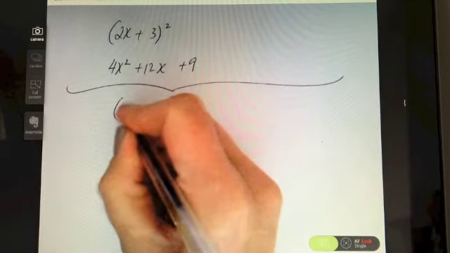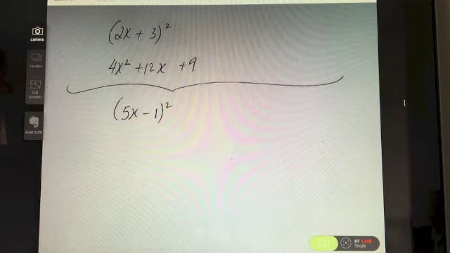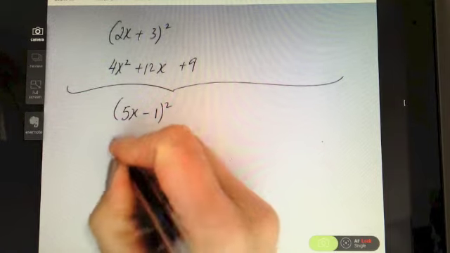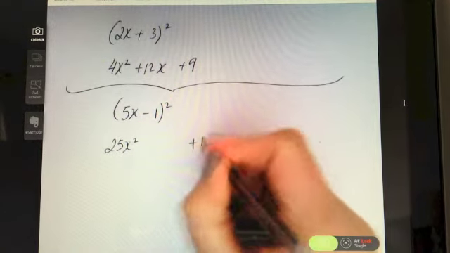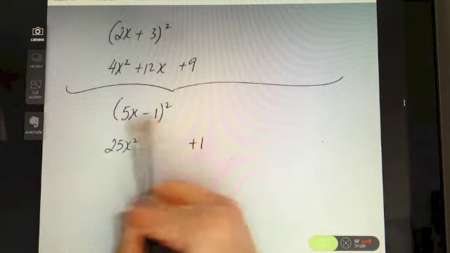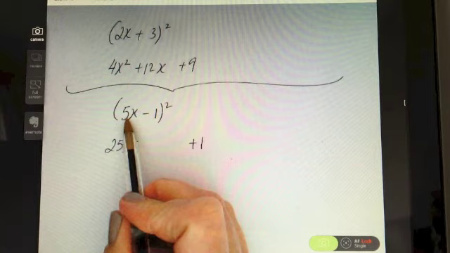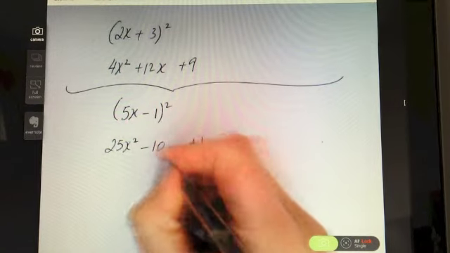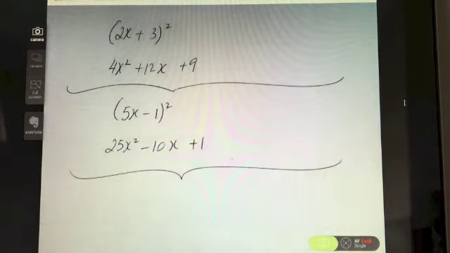Expand for me 5x minus 1 all to be squared. Pause the video, see how you go. So squaring the first, this time 5x by 5x is 25x squared. Minus 1 by minus 1 is a plus 1, of course. Double the product of the 2. Well, the product of the 2 is minus 1 times 5x, which is minus 5x. Double that is going to be minus 10x. So 25x squared minus 10x plus 1. Okay, we'll do one last one.